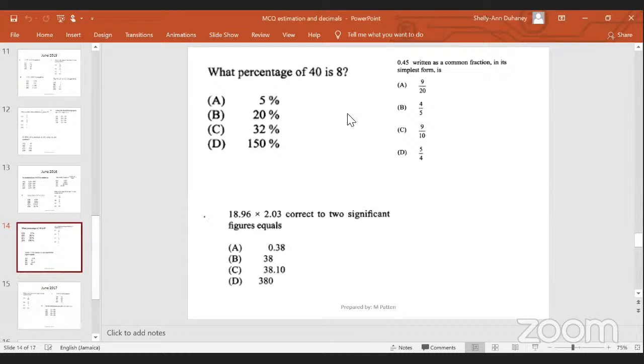Okay, what percentage of 40 is 8? You put the 8 over 40 and multiply it by 100 over 1. Multiply to get the answer. 20%. 8 over 40 times 100 is 20%.